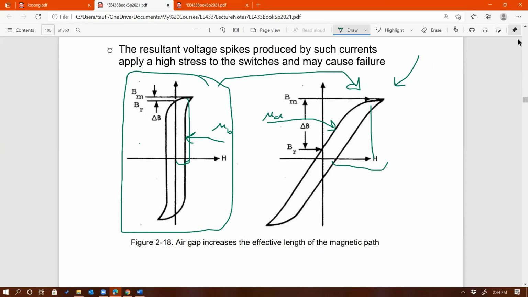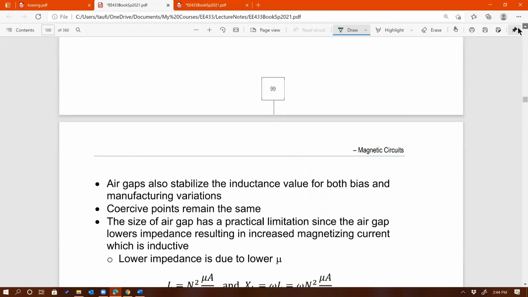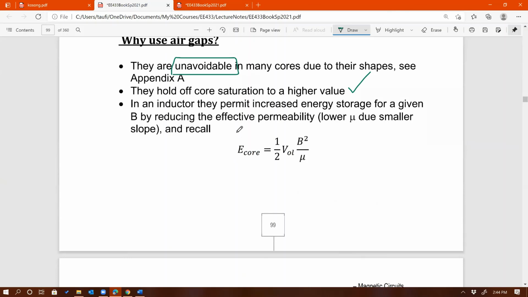So if you go to the previous chapter, when we have the equation for energy stored in the core, which I rewrite right here: one half the volume times B squared over mu. It turns out that energy stored in the core is inversely related to mu. So if mu is smaller, the same core can actually store more energy. Isn't that interesting? These are the reasons why we use an air gap.